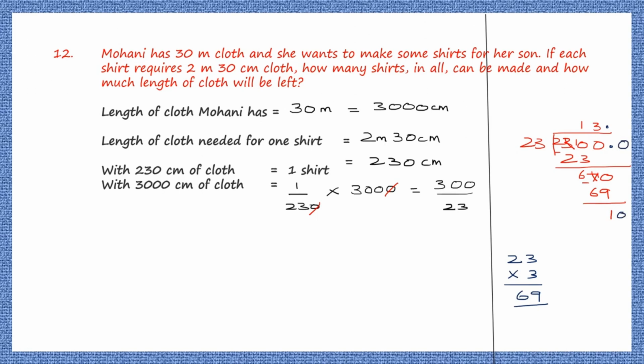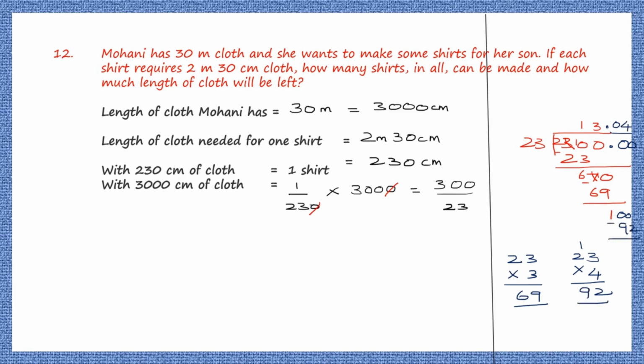So I have 10. Now 23, when you're dividing 10 by 23, since it's smaller, I can put a 0 there and put one more 0 and bring that down. 100. So now we have 100. So let's get a number close to 100. 23 into 4. 4 threes are 12, carry 1. 4 twos are 8 plus 1, 9, 92. So 23 into 4 is 92.